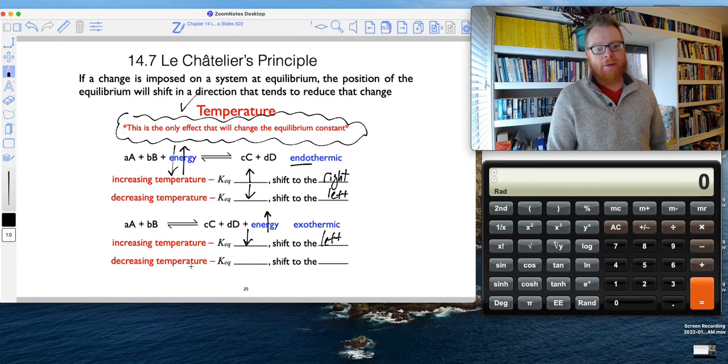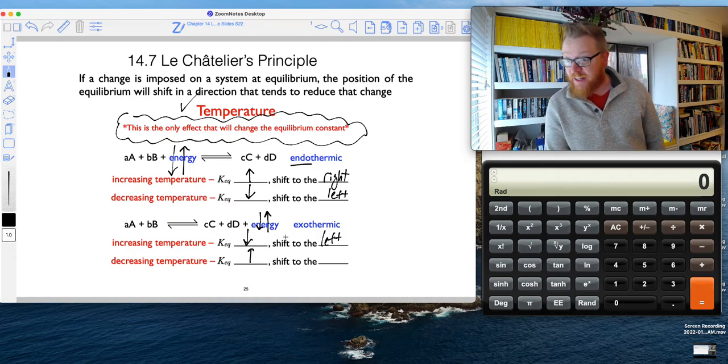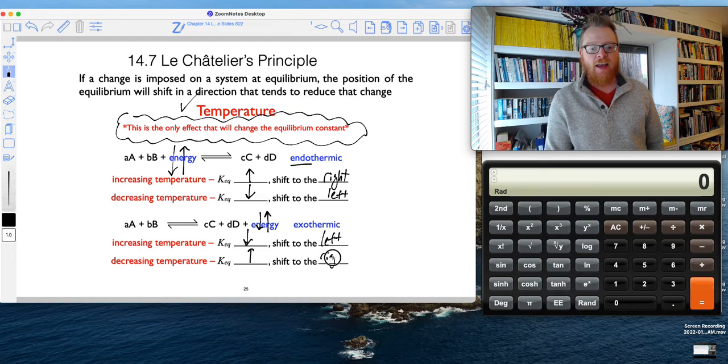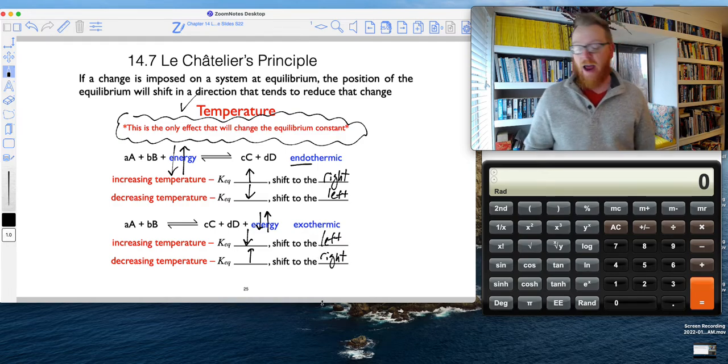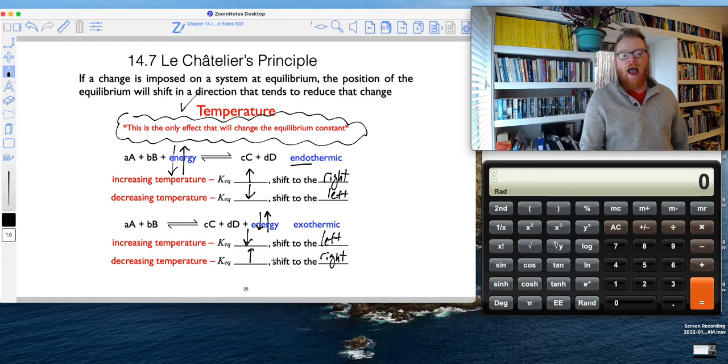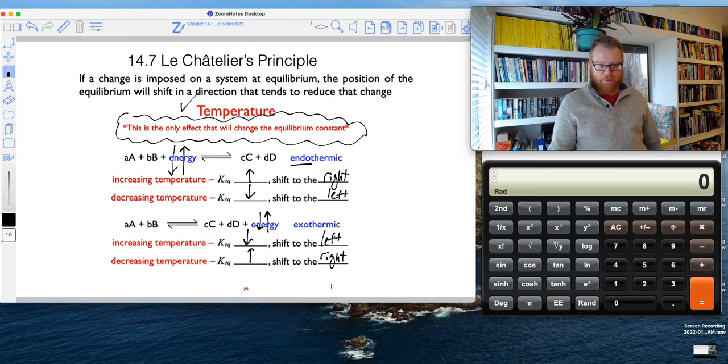And then similarly, in an exothermic reaction, if I decrease the temperature, it's as if I'm taking away some of the product. So now the reactant wants to fill in that empty space, and I shift this reaction to the right. And there's actually some really cool application to this last case here.